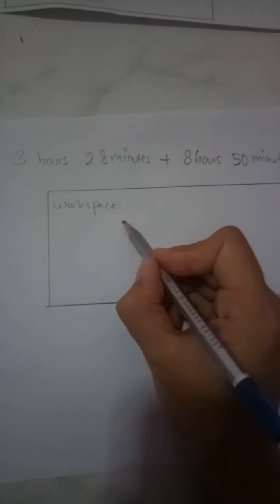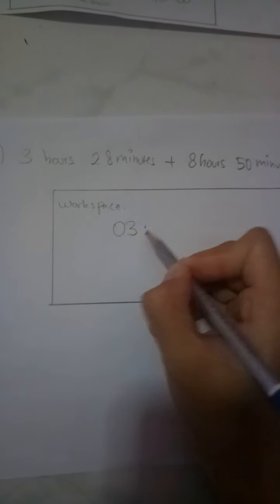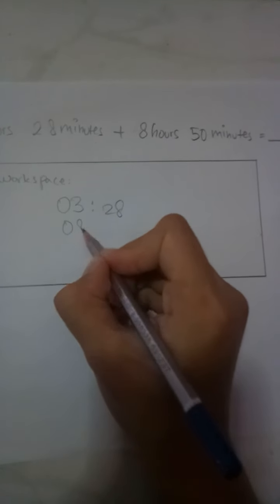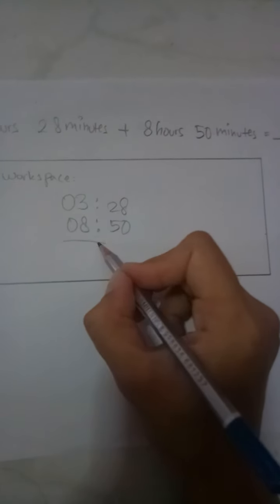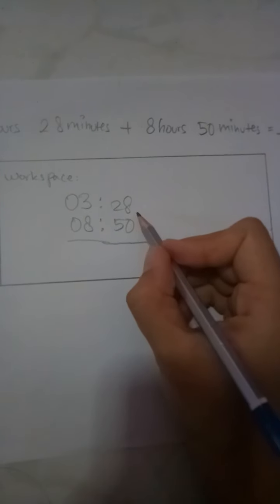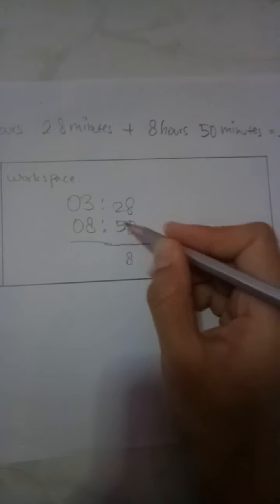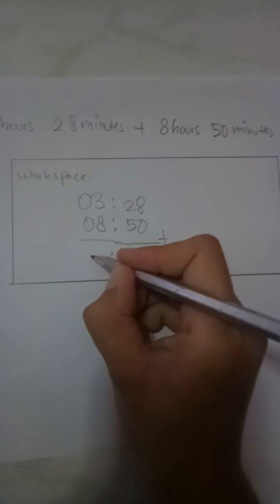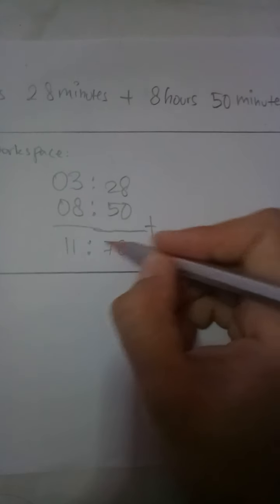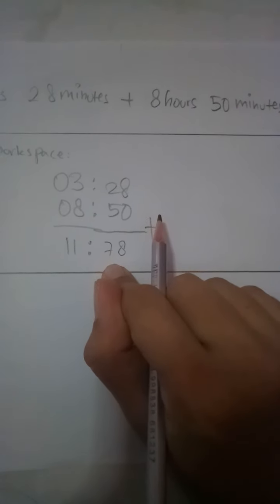Okay, for the next, the last part C, 3 hours 28 minutes plus 8 hours 50 minutes. 8 hours 50 minutes. You add them. As usual, first 8 plus 0, 8, 2 plus 5, 7, 3 plus 8, 11. This one. Remember, this one, in the minute place, may not be 60 or more than 60.